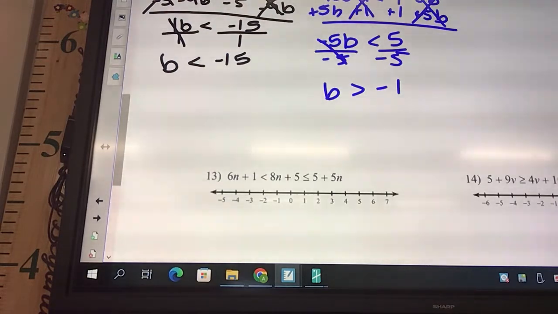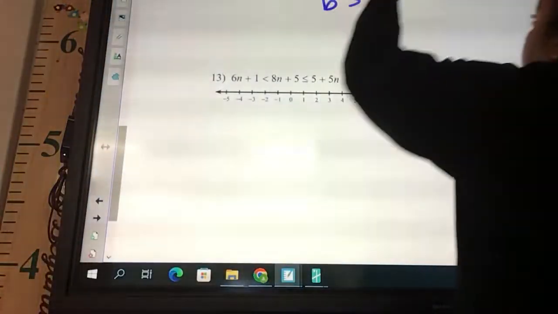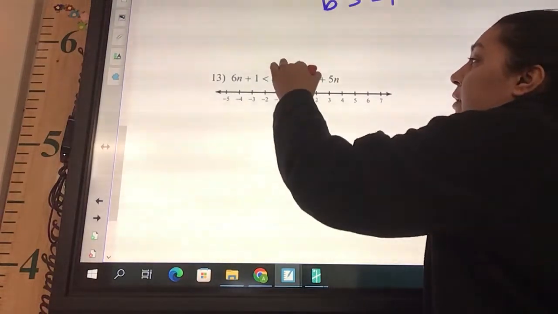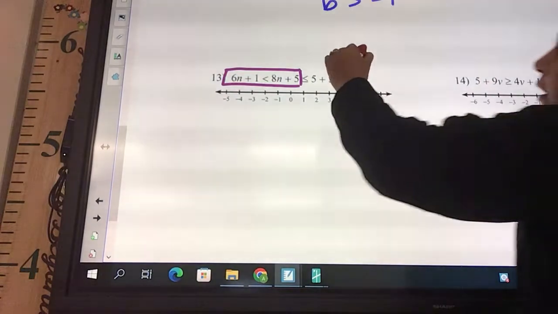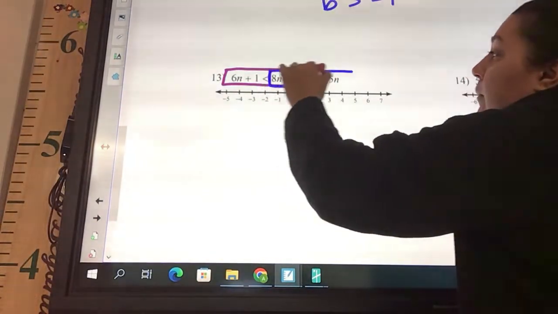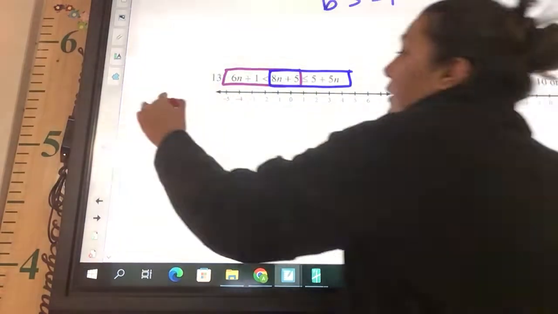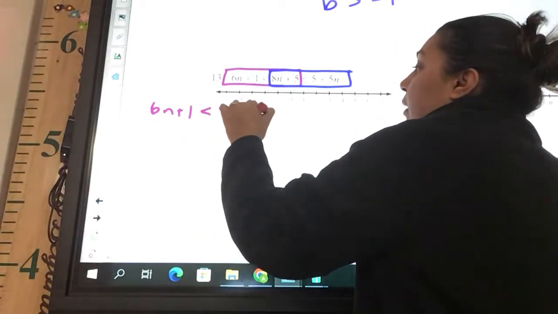Okay, so what happens is the first equation, and look up here, is this one. The second equation is this one. So that 8n plus 5 belongs to both. So for the first, this purple one, it's going to be 6n plus 1 is less than 8n plus 5.